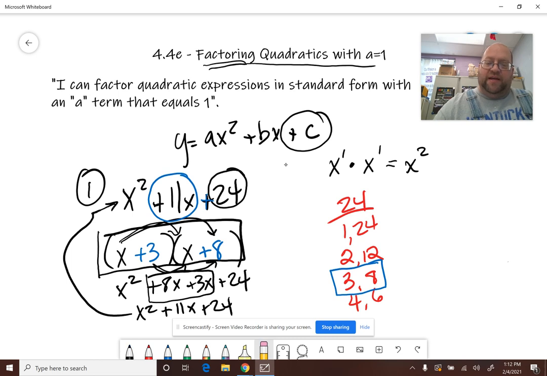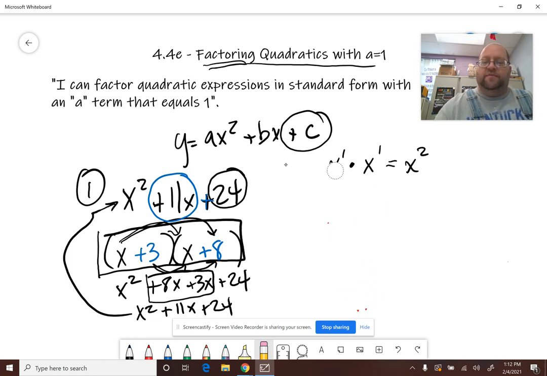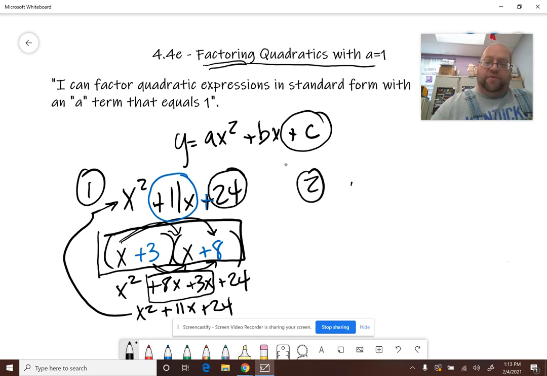All right, let me go ahead and just erase this part, hopefully. Okay, and let's go ahead and do number 2 right here. So we've got number 2, that is x squared minus 14x plus 45.